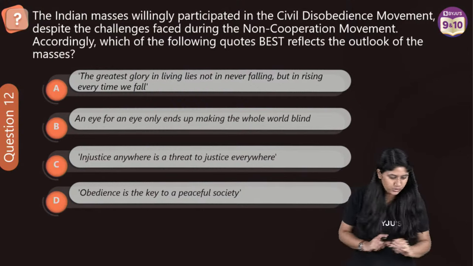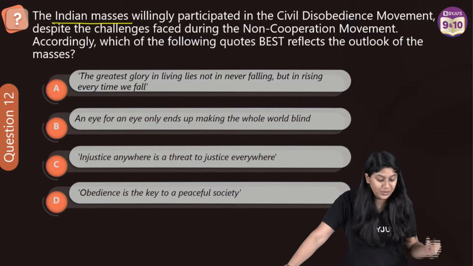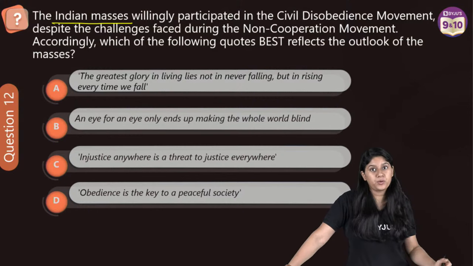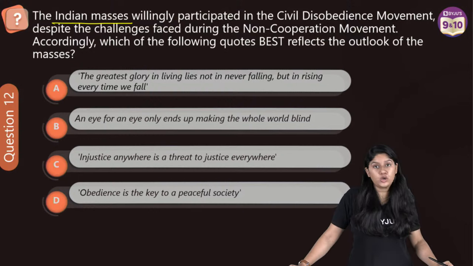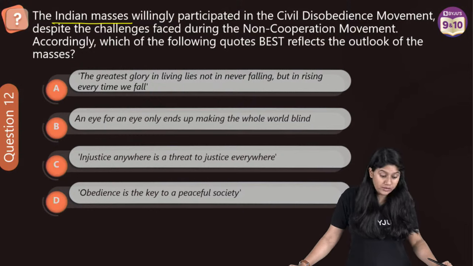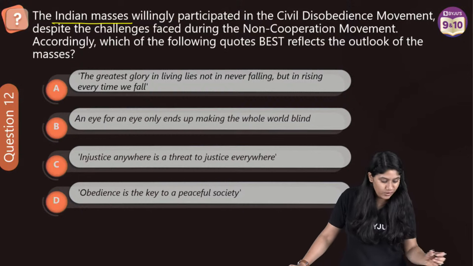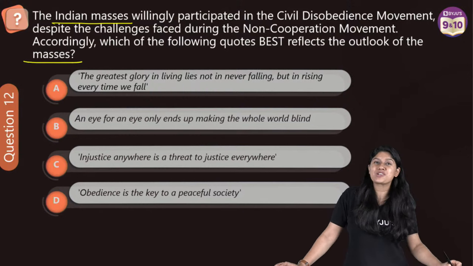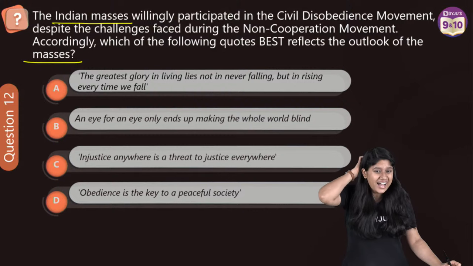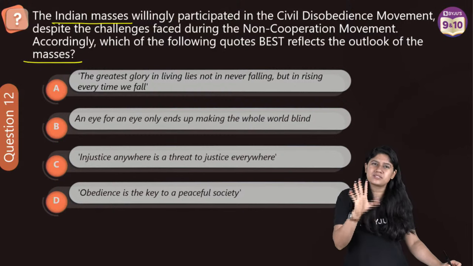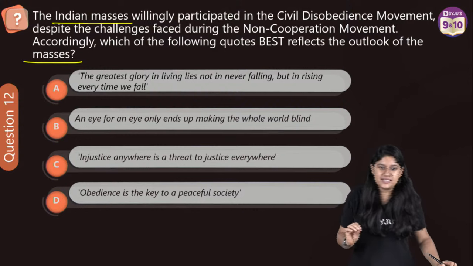Yes, everyone. So let's take a look at question number 12. The question is, the Indian masses willingly participated in the civil disobedience movement despite the challenges faced during the non-cooperation movement. According to this, which of the following quotes best reflects the outlook of the masses? It's an interesting question, a direct line from NCERT. I think it's the easiest MCQ that we can ever get in history.